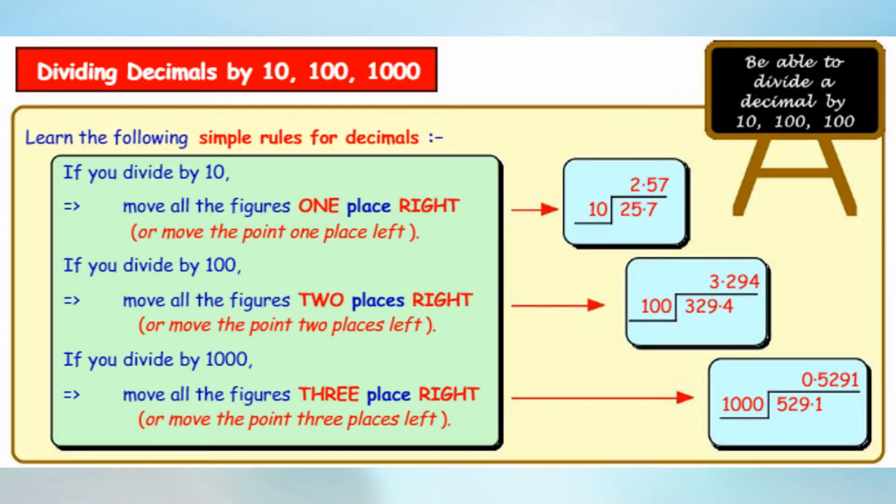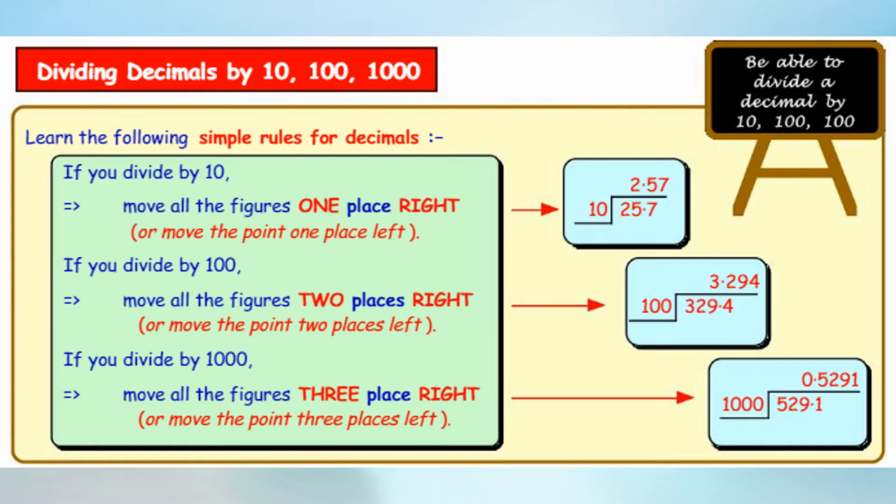Okay, so this is dividing. This is more or less the same as multiplying, but instead of moving everything to the left, you're moving everything to the right. Okay, and it's set out like a division sum. And as you can see, just like in multiplication, the decimal point doesn't move.